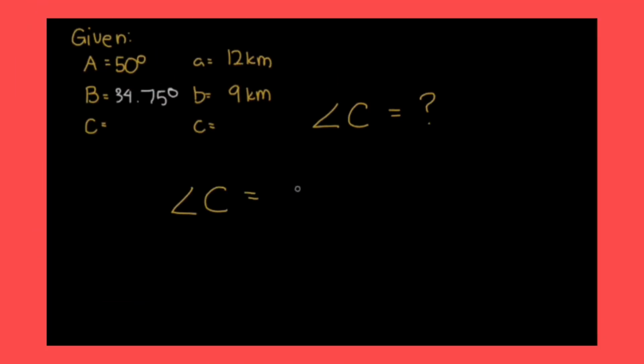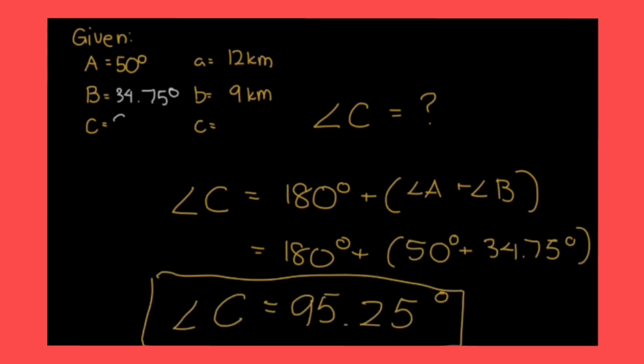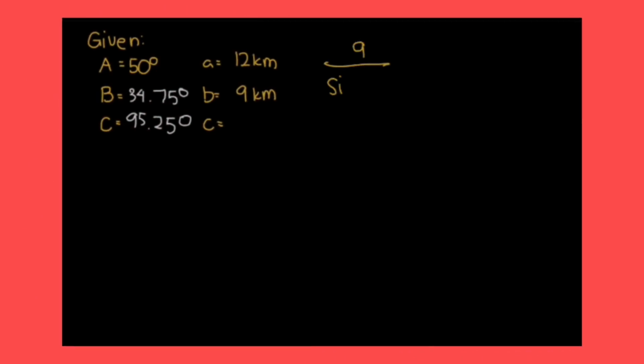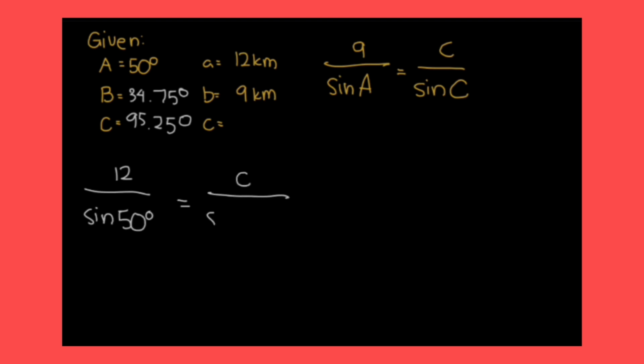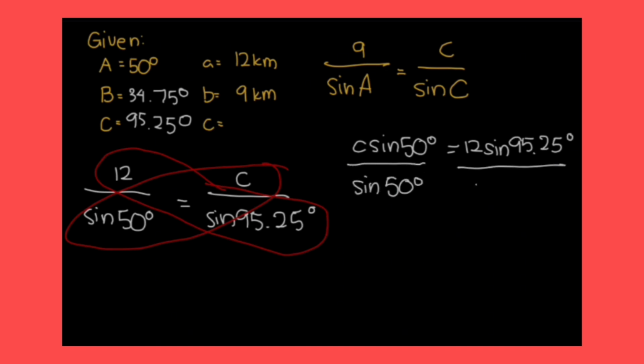To look for angle C, all we need to do is subtract 50 plus 34.75 from 180 degrees. So angle C is equal to 95.25 degrees. And lastly, for side C, since we already have angle C, all we need to do is A over sine A is equal to C over sine C. Then substitute the values. 12 over sine 50 is equal to C over sine 95.25 degrees. Then we cross multiply. That gives us C sine 50 is equal to 12 sine 95.25 degrees. To cancel sine 50, we need to divide it to both sides. And that gives us C is approximately 15.6 kilometers.